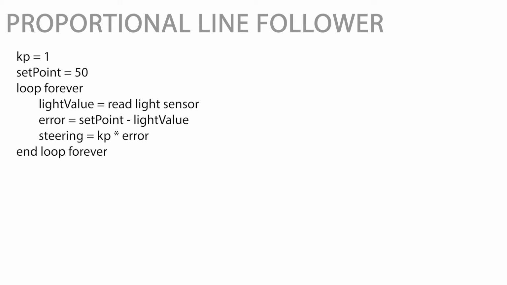Then we have a loop in which the light sensor value is read. The error is calculated by subtracting the light value from the set point. Then, the steering value is calculated by multiplying the proportional constant by the error.